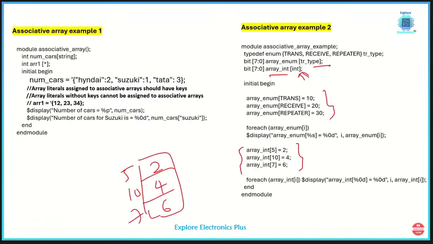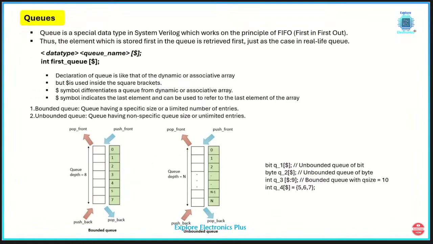It is not like a continuous value or anything like this, but just with the index we can access them. Then we have queues. A queue is a special data type in SystemVerilog, which will work on the principle of FIFO, first in, first out. So the representation or declaration of a queue is like this.